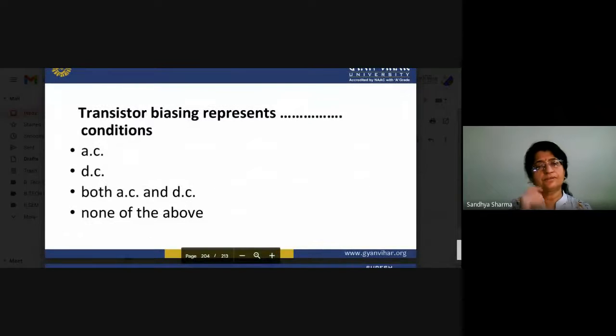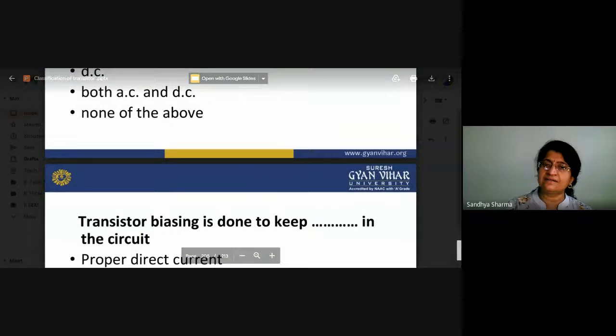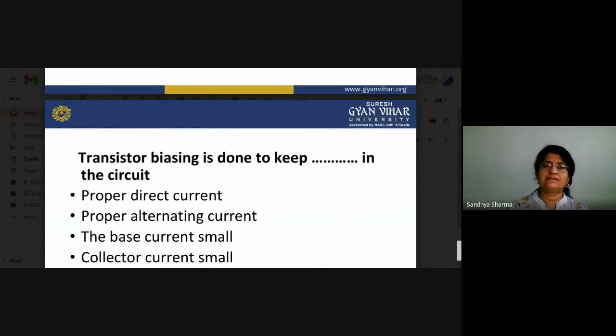So first of all, what type of biasing? What is the biasing? If we represent our transistors in a biasing condition, what precautions do we have to take? AC signal, DC signal, or both signals? Why do we have to do the biasing?